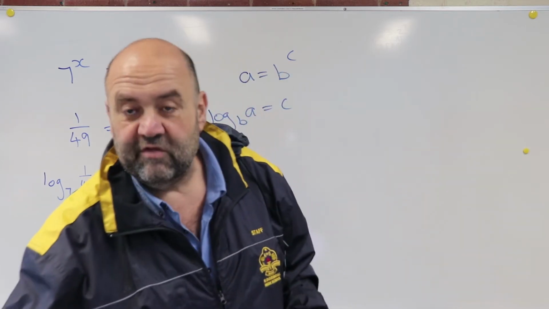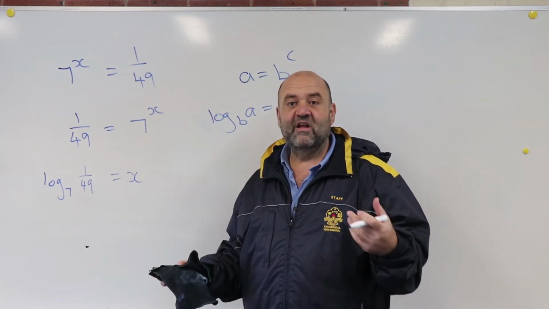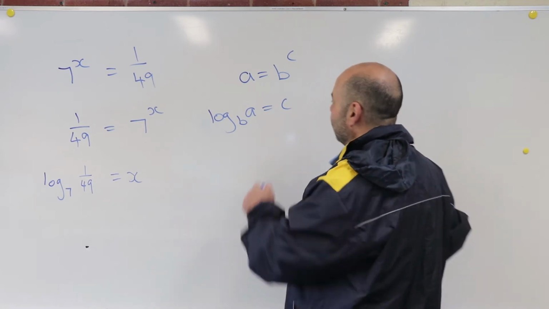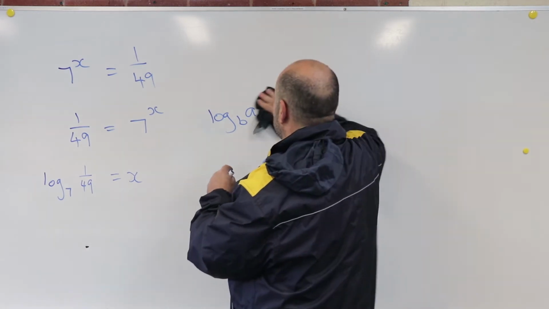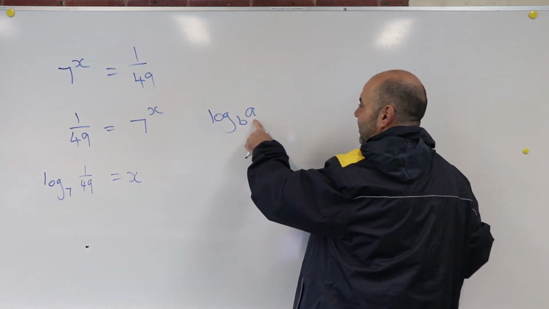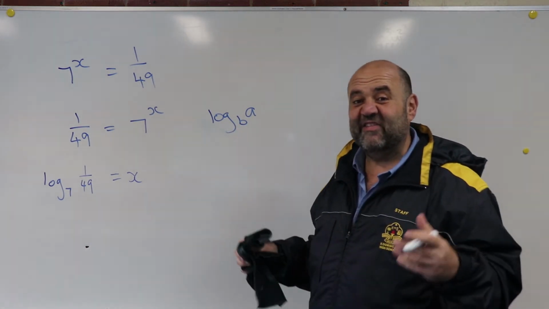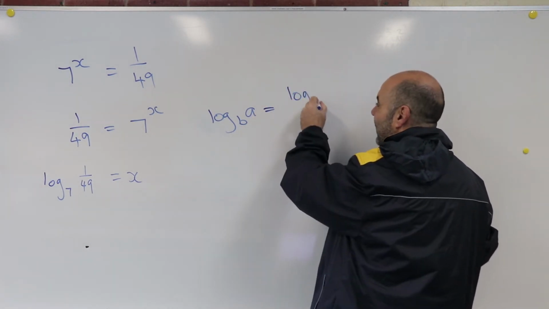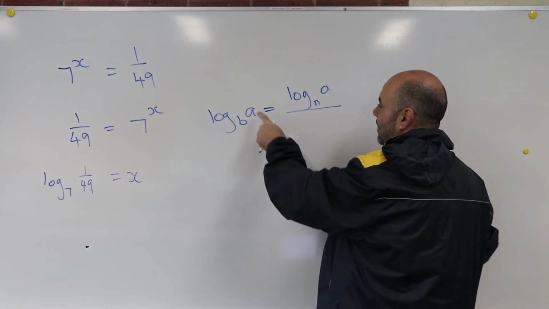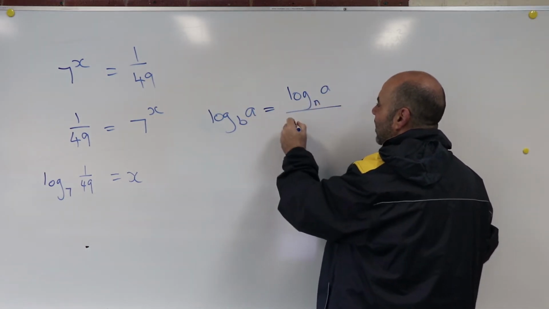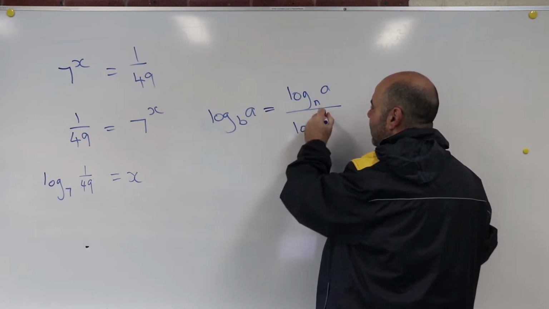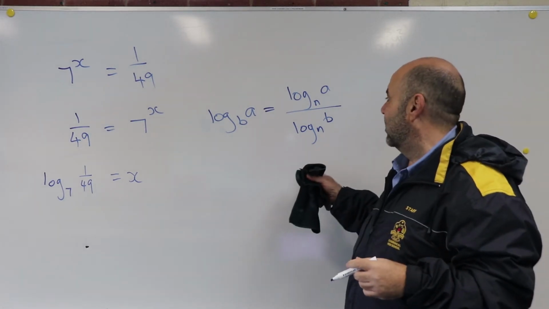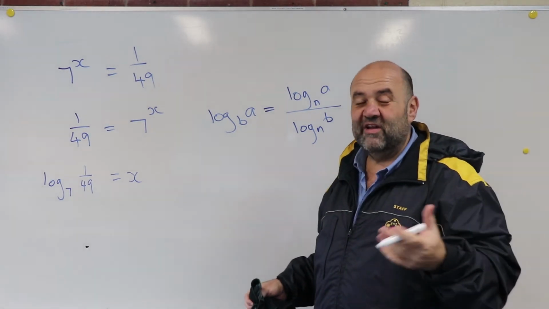The next thing I showed in the last video was the change of base law. And the change of base law said that if I've got log base B of A, I can change to any base I want, right? So I can say that that's log base anything I want, n, log of A base n over log of B base n. Okay, and then I can use that because your calculator only does base 10.